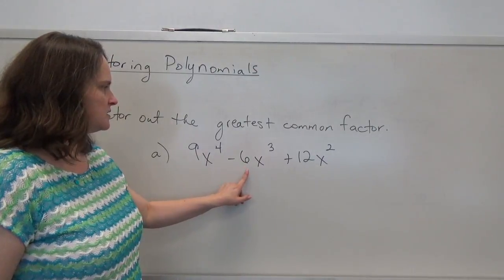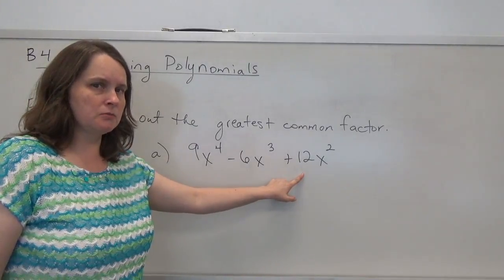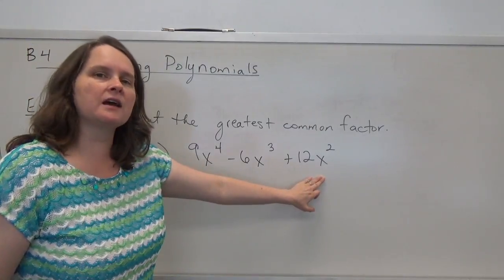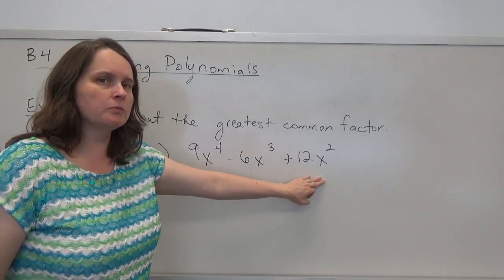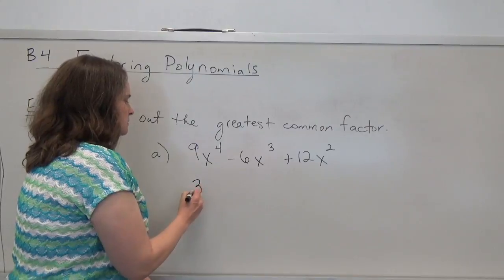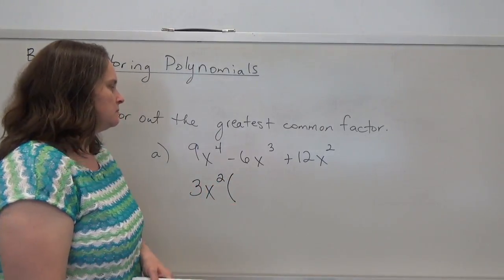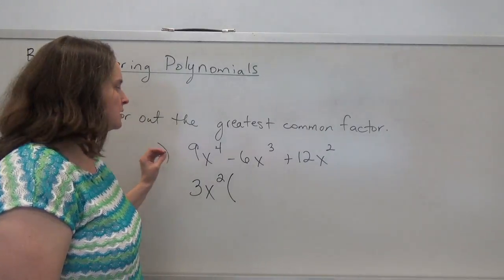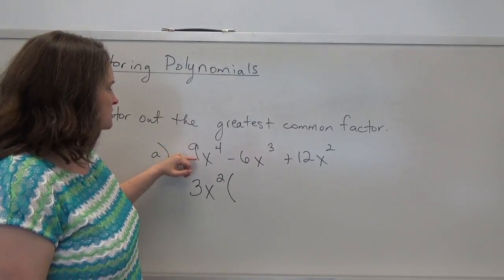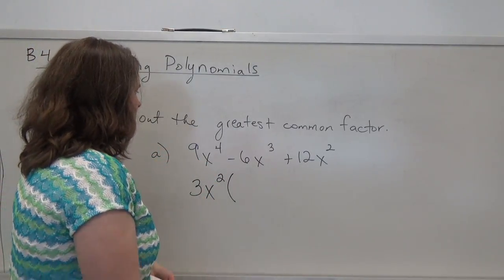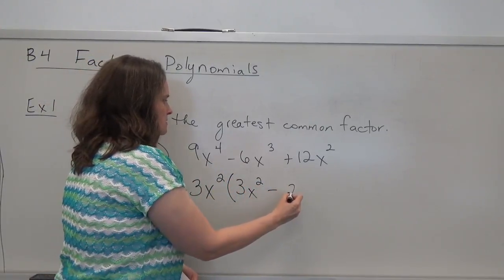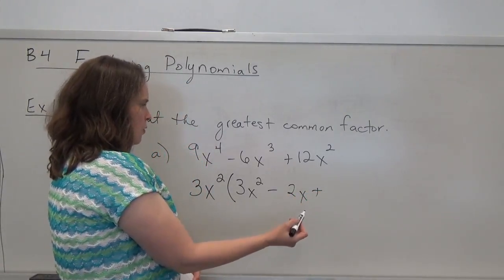We've got a 9, a negative 6, and a 12. All 3 of those numbers are divisible by 3. If we look at the variables, we've got x to the 4th, x to the 3rd, and x to the 2nd. So the greatest common factor of those variables would be x squared. So we have a GCF of 3x squared. When we factor the 3x squared out, we're really dividing each of these terms by 3x squared. So 9x to the 4th, we take the 3x squared out. That leaves us with 3x squared, minus 2x plus 4.